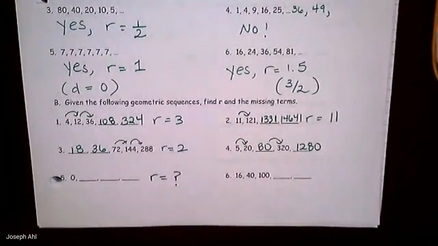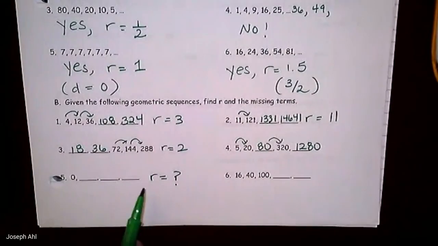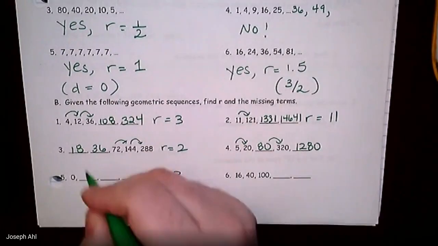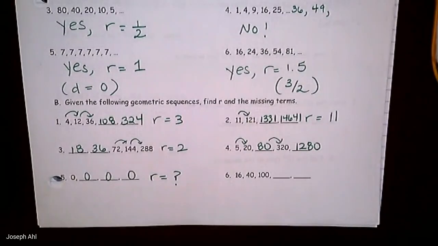Okay, looking at number 5, first one is 0, and that's the only one we're given. So that's a little bit odd because what would the common ratio here be? Well, it could be pretty much anything. 0 times something is always going to be 0. So this is a sequence of zeros as we go throughout, but the r value could be, pick your favorite number, it doesn't really matter.